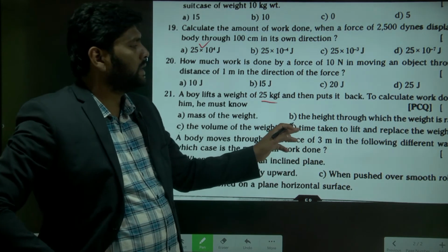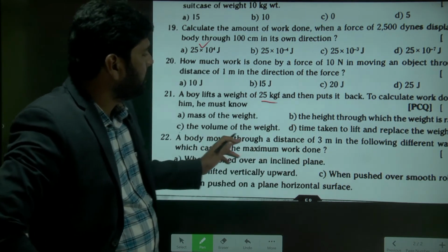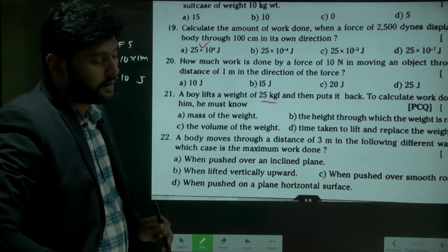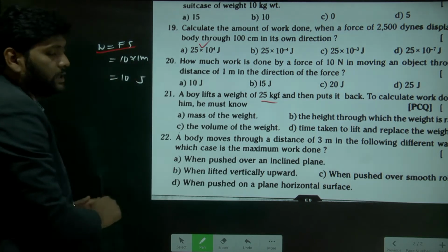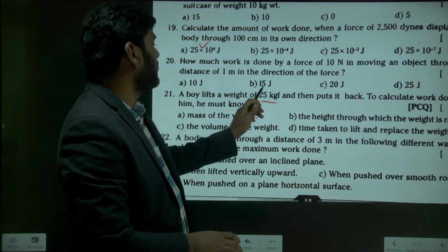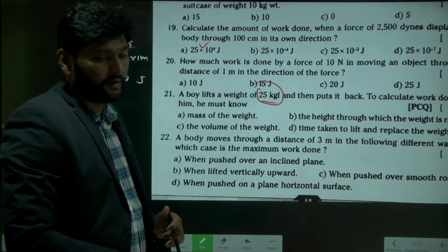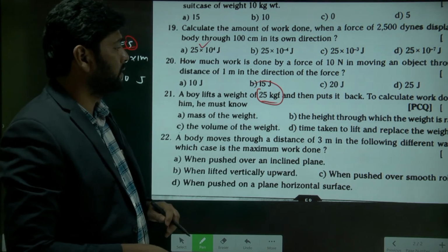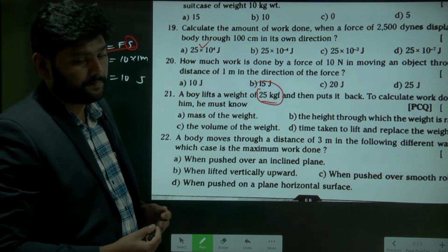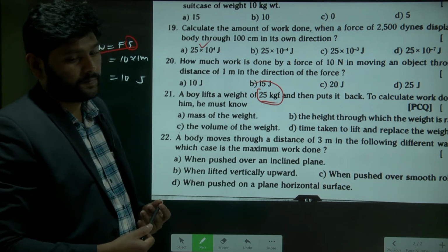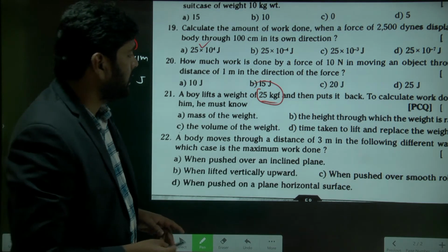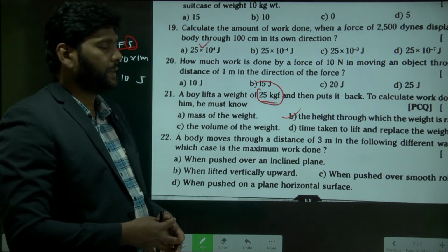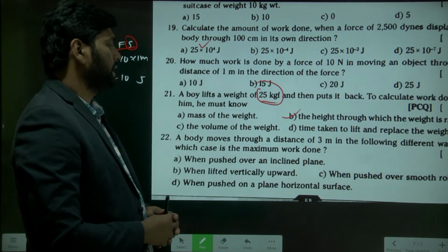The options are: the height through which the weight is raised, the volume of the weight, the time taken for the displacement. So which one is required to find the work done? What is the formula for work done? Work done is equal to force into displacement. The weight will already give the force, the gravitational force, and you require the displacement. Here, the height through which the weight is raised is nothing but displacement. Okay?